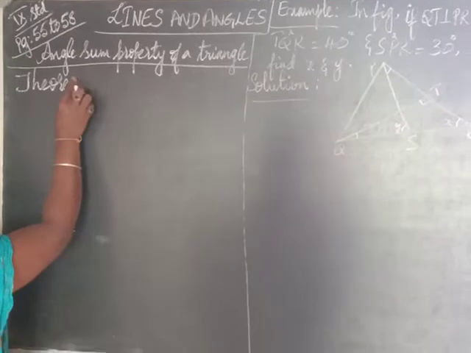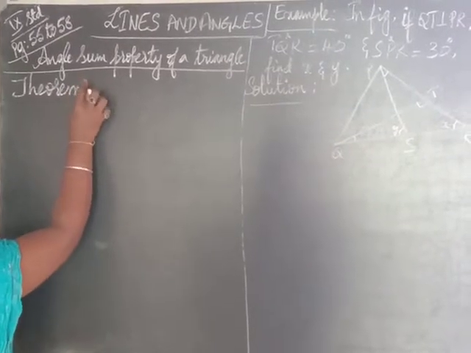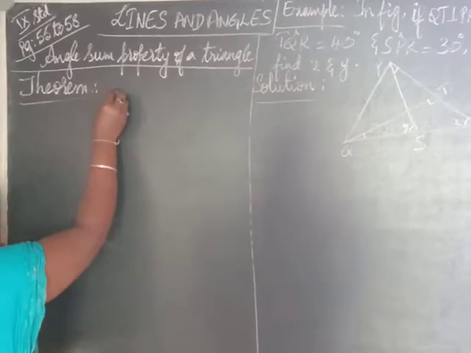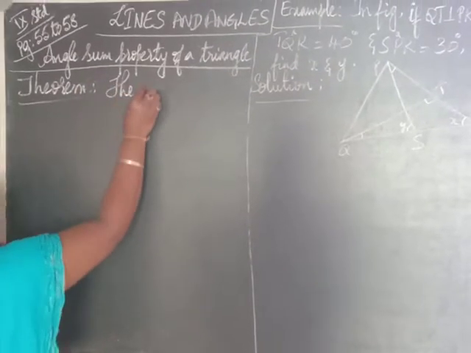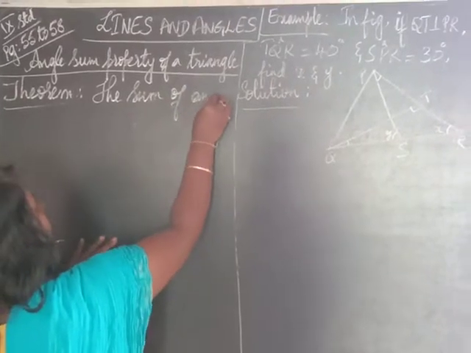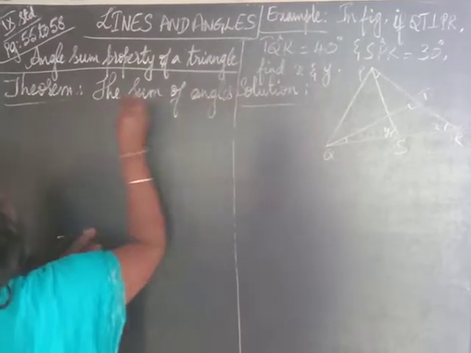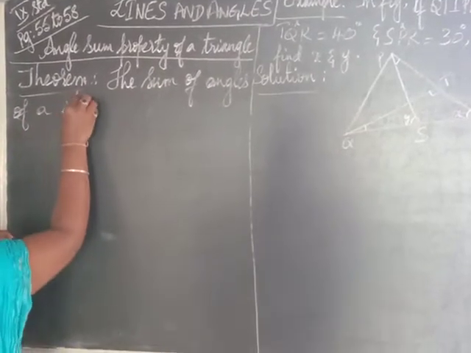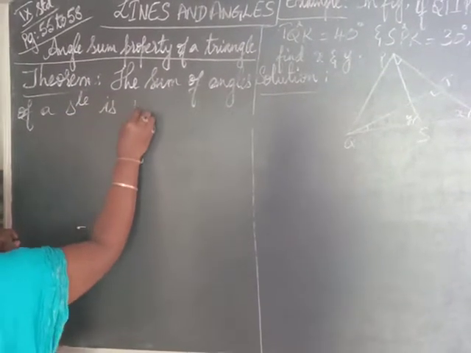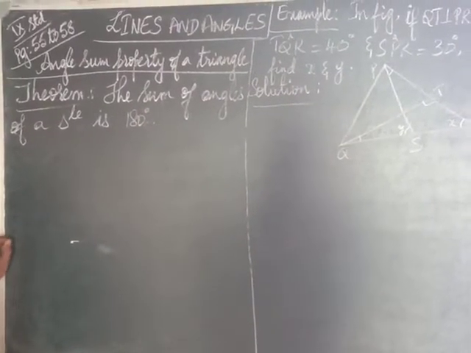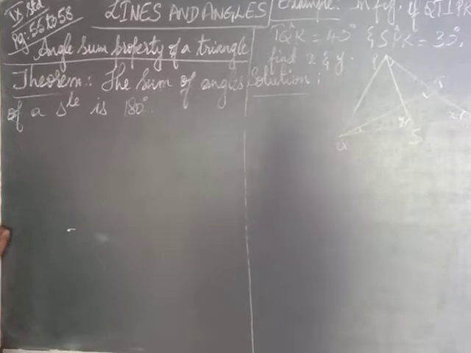What is the theorem? The sum of angles of a triangle is 180 degrees. The sum of angles of a triangle is 180.